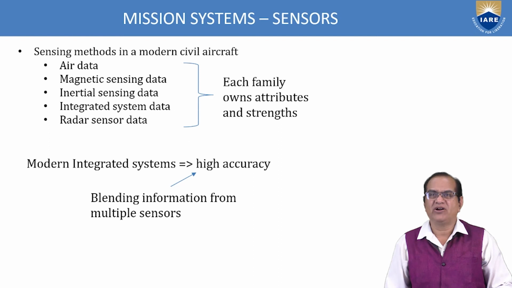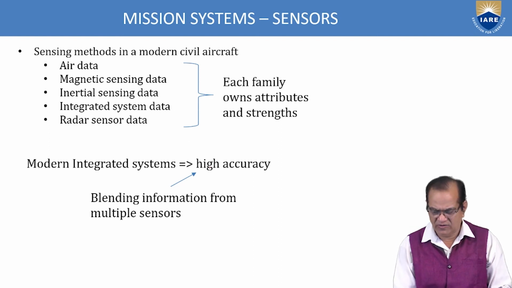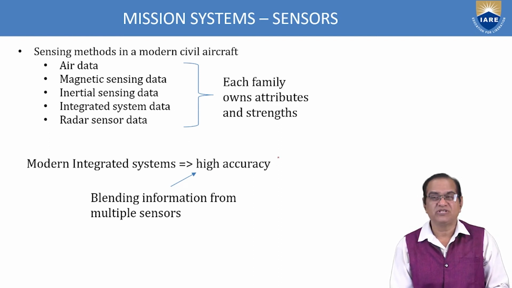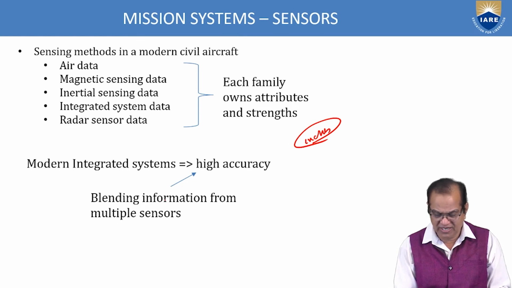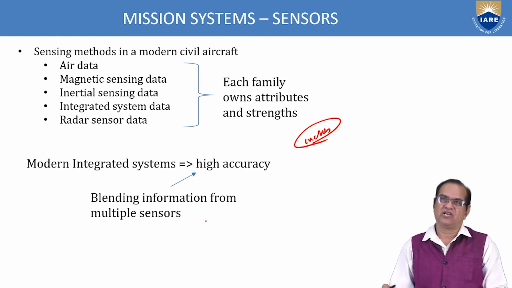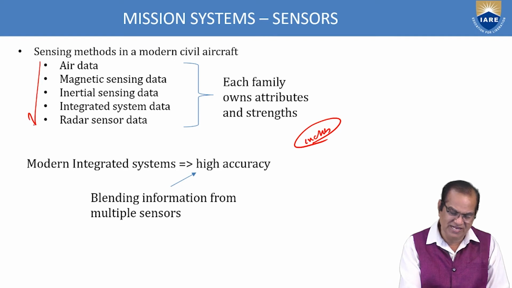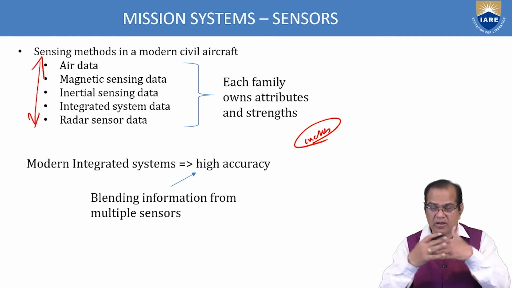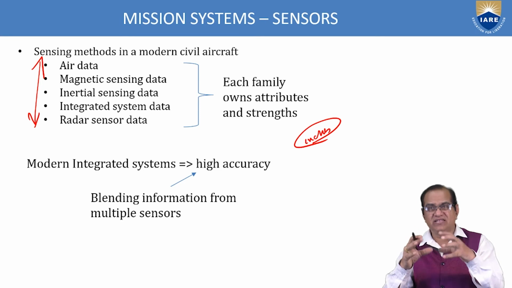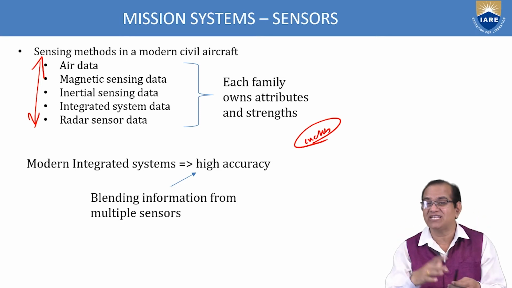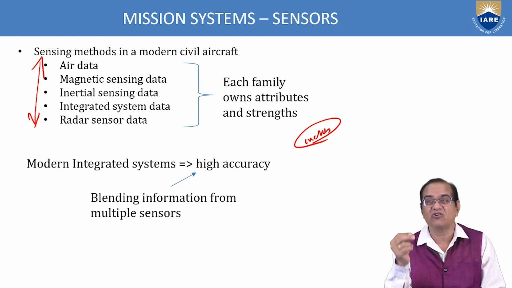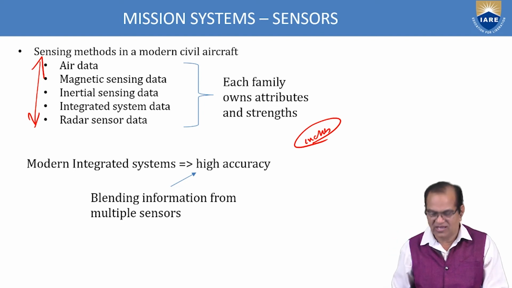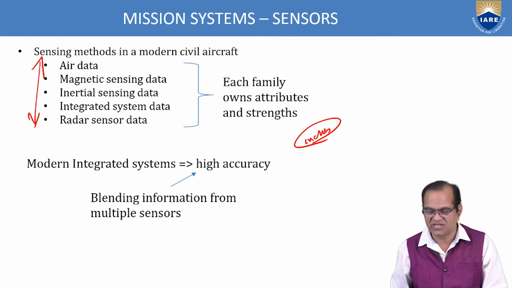Modern integrated systems have high accuracy. If you see GPS also, nowadays they can measure in inches. So this is blending information from multiple sensors. These different sensors and many more are joining together, and there is a computer. That computer is finding the best solution, and that best solution will have a highly accurate result. So that is the objective of this mission: sensors.